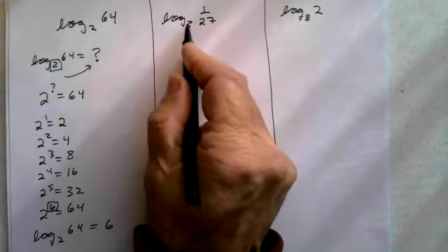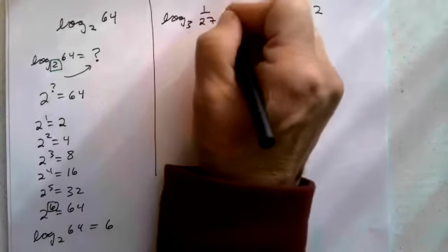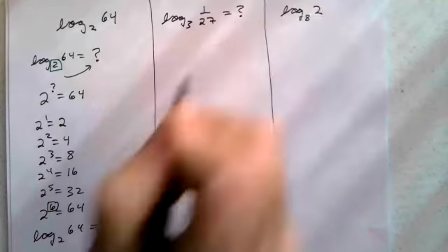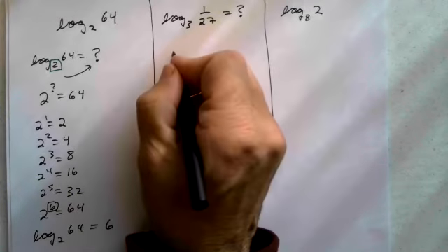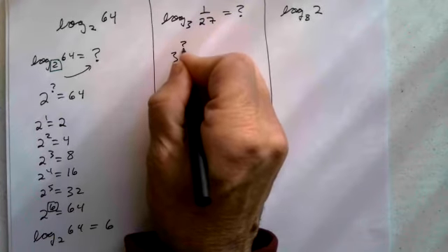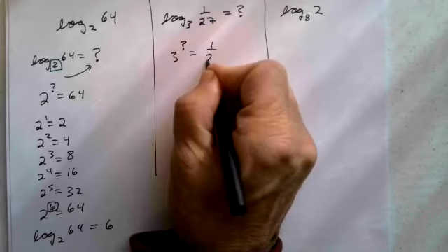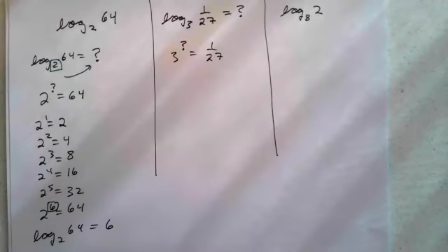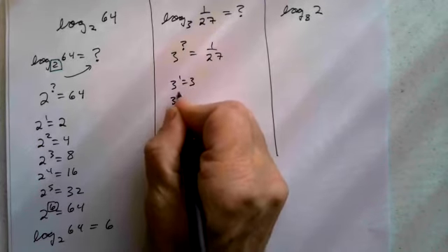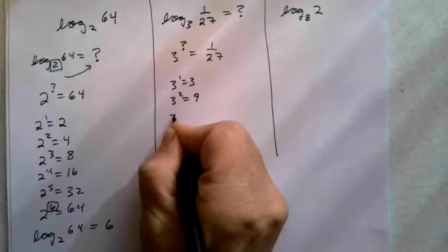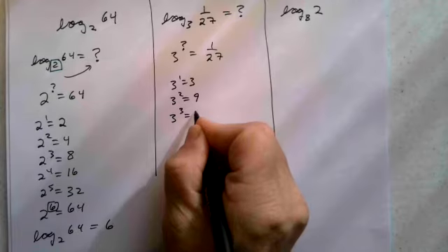Now for this next one, I have log base 3 of 1/27 equals what? So we want to try to find out. We start with the base. The base is 3. 3 to what power equals 1/27? Well, we've got a little bit of work to do here. 3 to the first is 3. 3 to the second is 3 times 3 is 9. 3 to the third is 27.